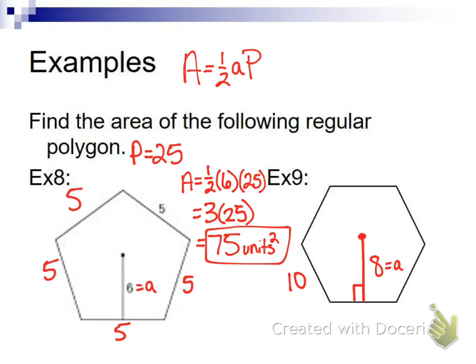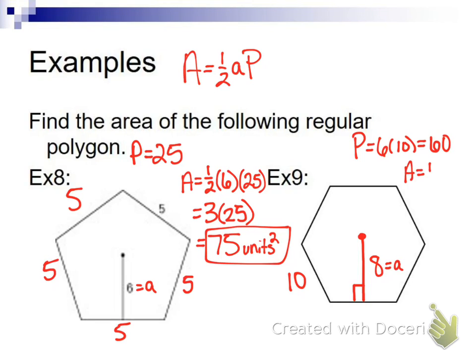That's my apothem. And then to find my perimeter, or capital P, what am I going to do? 10 times 10. Not 10 times 10. 10 times 8. 10 times 6. 10 times 6, there are 1, 2, 3, 4, 5, 6 sides. So 6 times 10 gives me 60.